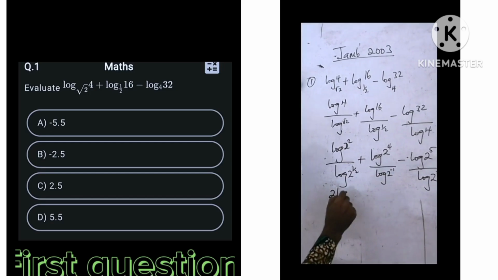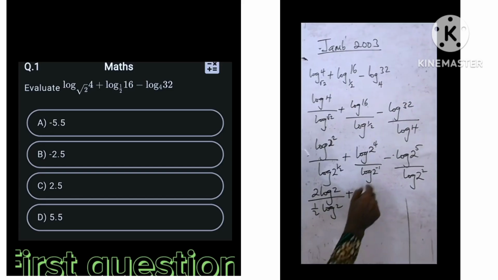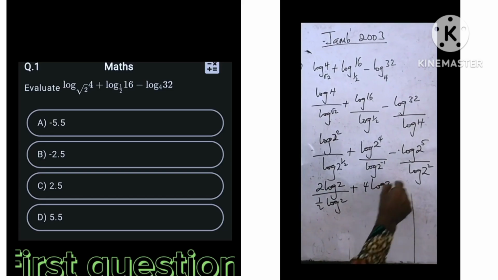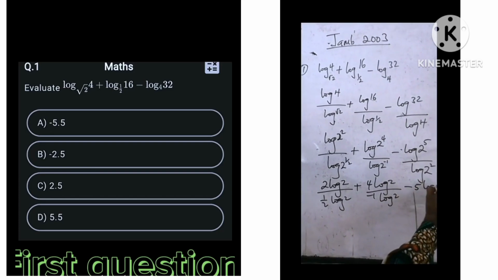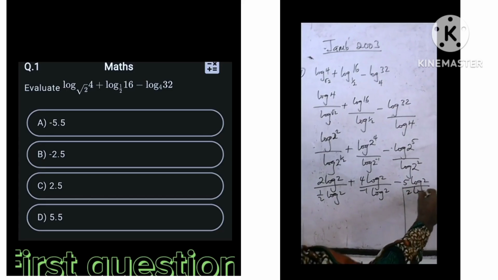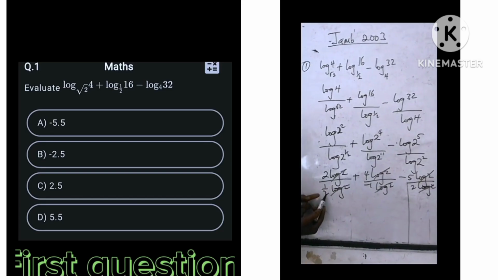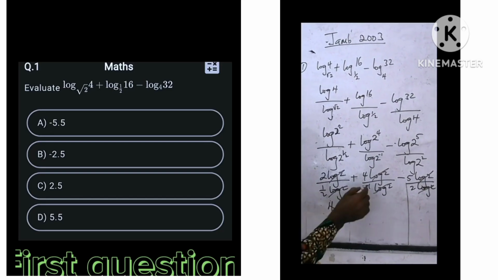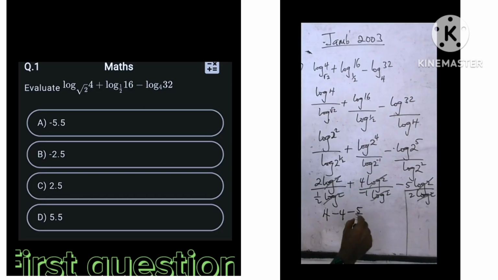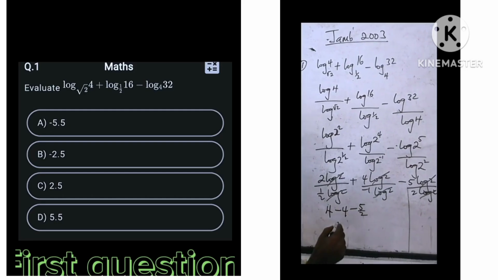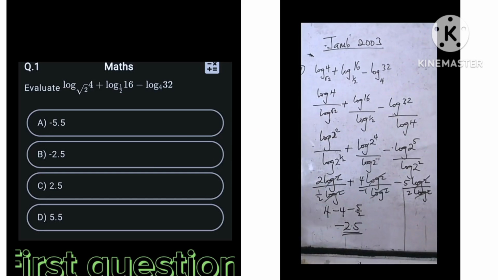That becomes 2 log 2 divided by 1 over 2 log 2, plus 4 log 2 divided by minus 1 log 2, minus 5 log 2 divided by 2 log 2. Now all the log 2 we cancel out. Then 2 divided by 1 over 2 becomes 4. Plus 4 divided by minus 1 is minus 4. So what we have here becomes minus 5 over 2. 4 minus 4 is 0, we put this in there, so we give you minus 2.5. So this is the answer.